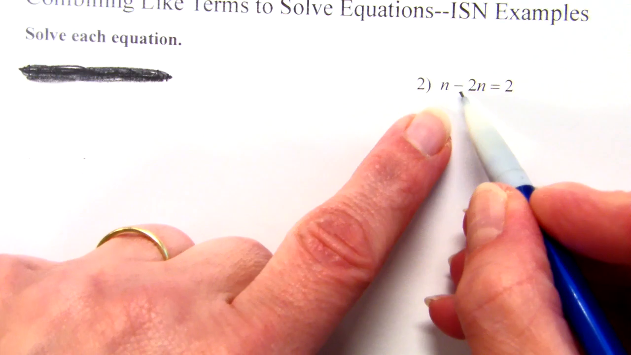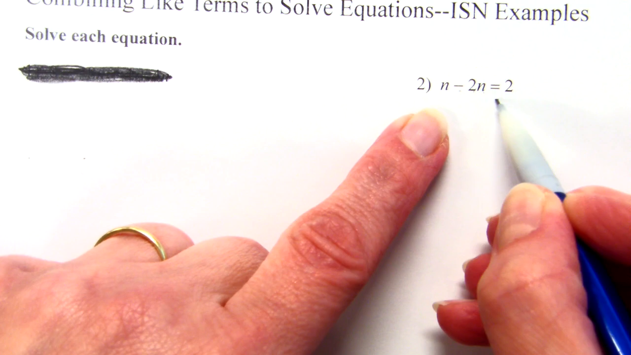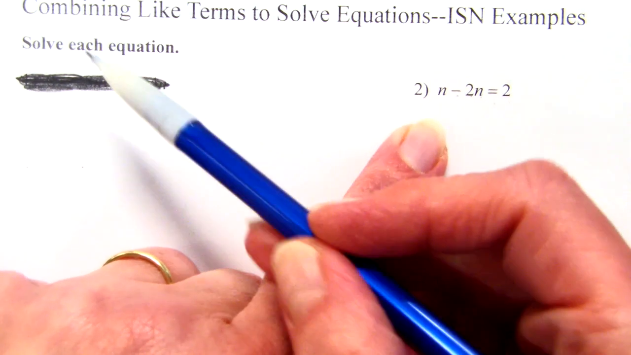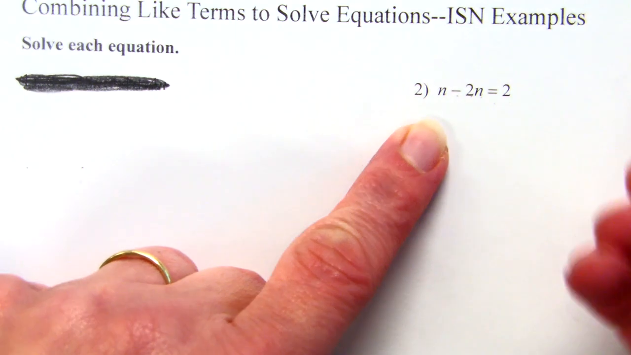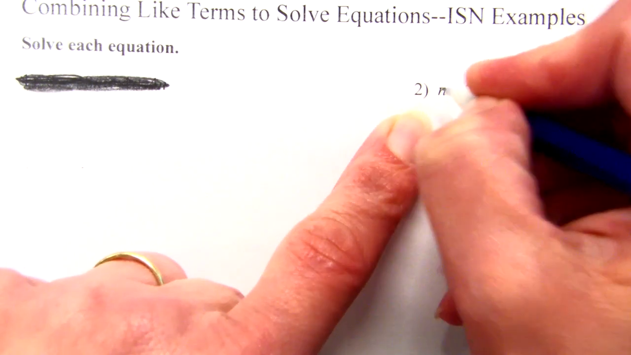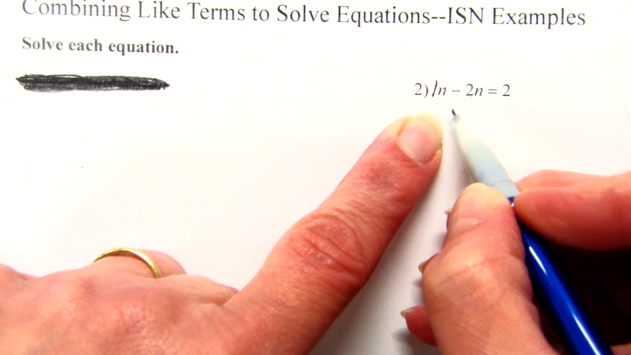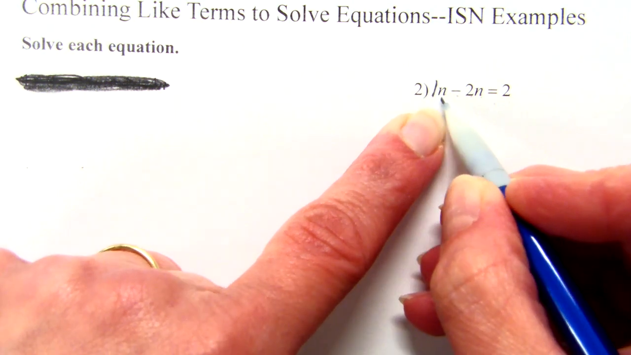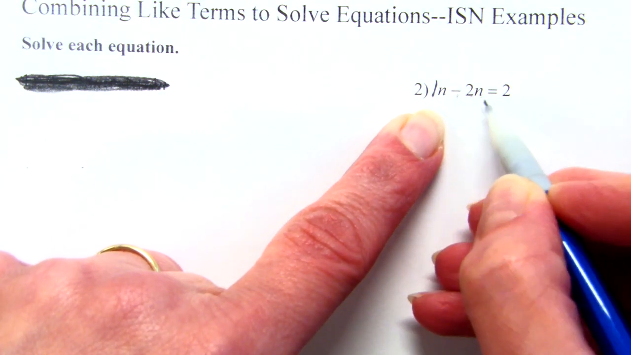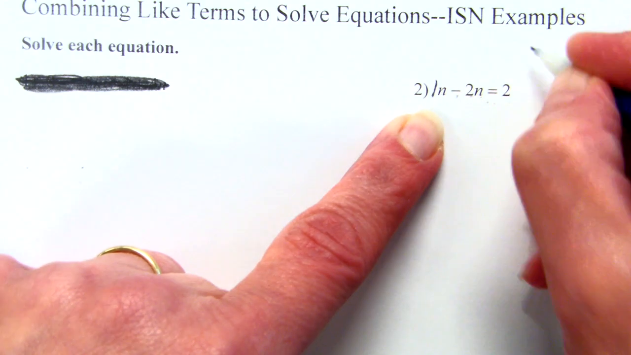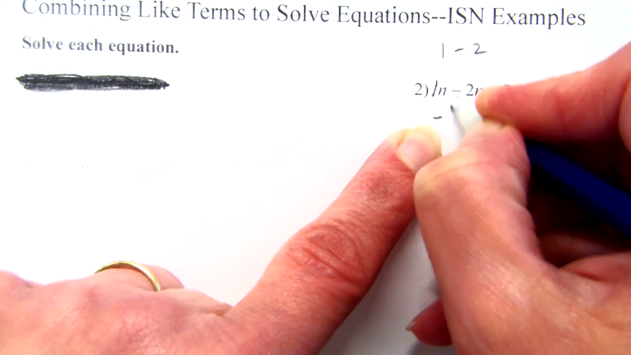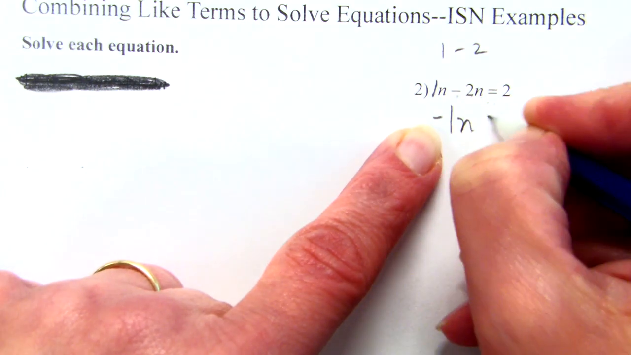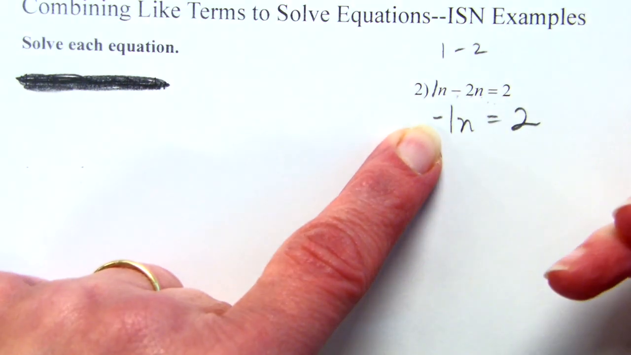So I have n minus 2n equals 2. Like the title of the lesson says, we're going to combine like terms to solve equations. So don't forget, if I have an n, that's actually 1n. And so I have 1n minus 2n. So if I have 1 minus 2, that's going to give me negative 1n equals 2.